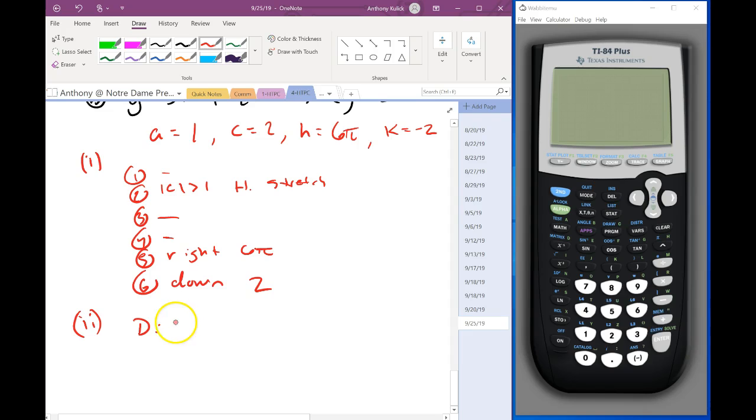So what's the domain? Good job. That was the dunker. What's the range?